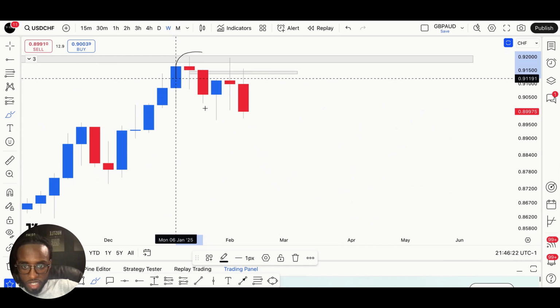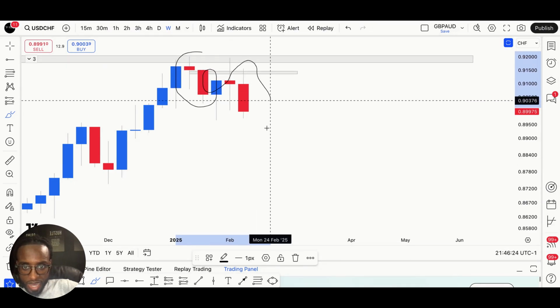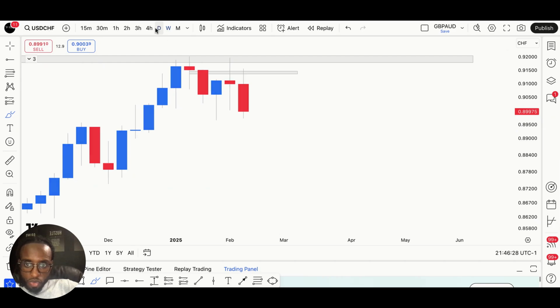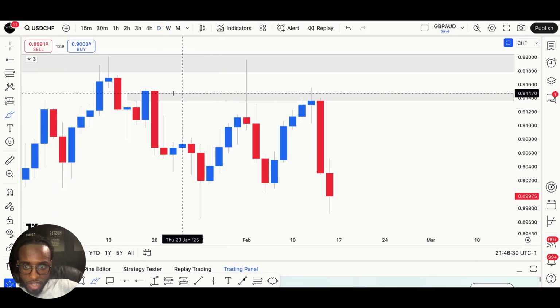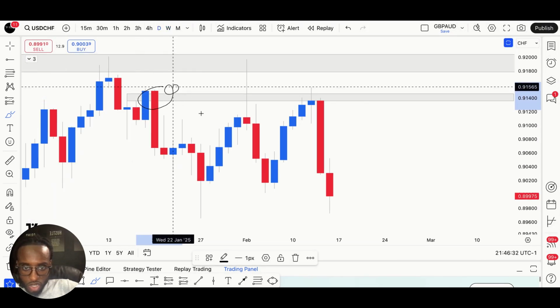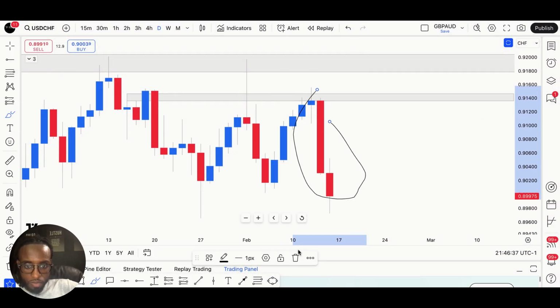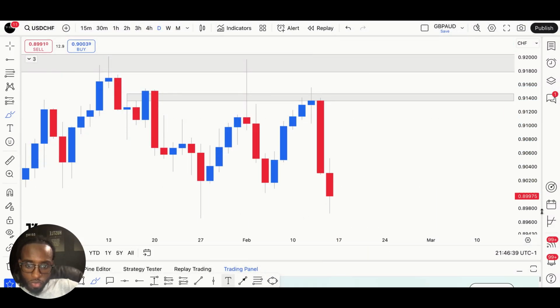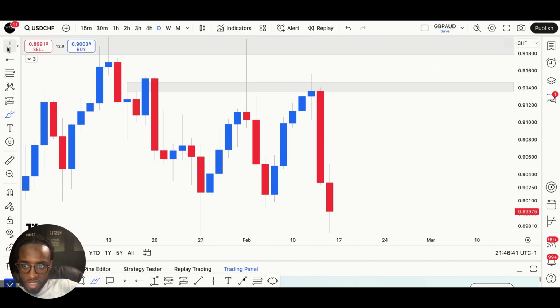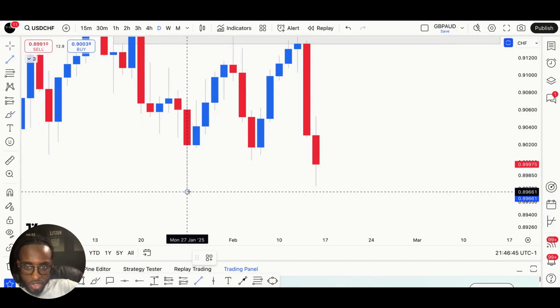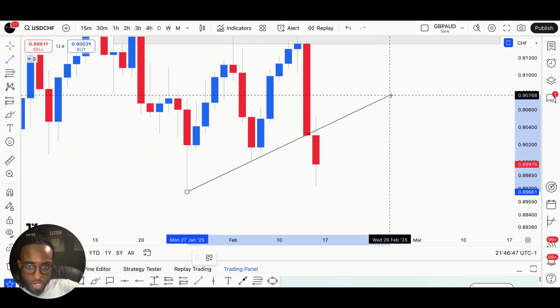Even over here, it formed this evening star, had a pullback, and now we got this rejection on the weekly, another evening star. So really, price came up to the same area of supply structure here as well, and it had that big dump. We see now we got this huge dump that came through on USDCHF. Moving forward, I'm still bearish on this, especially with my DXY US dollar bearish perspective. I would look for this to continue.